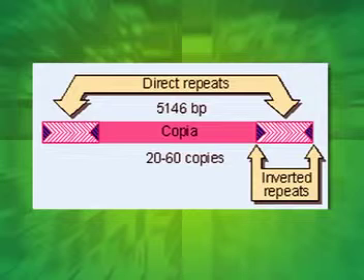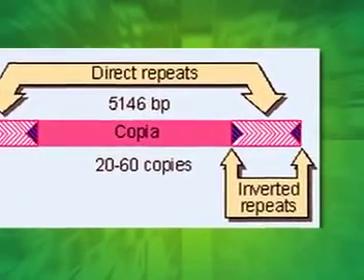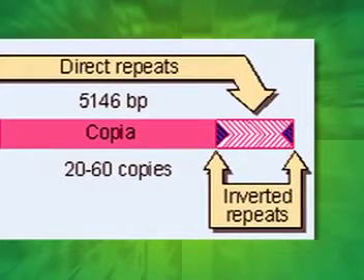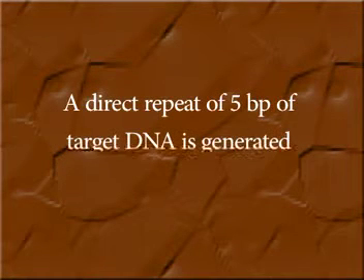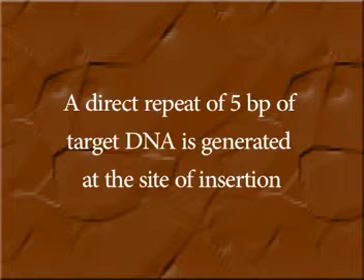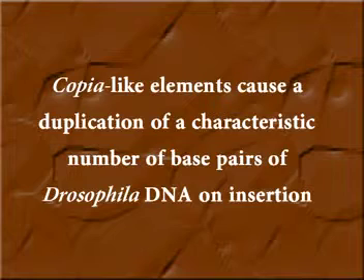The copia element is about 5,000 base pairs long with identical direct terminal repeats of 276 base pairs. Each of the direct repeats itself ends in related inverted repeats. A direct repeat of 5 base pairs of target DNA is generated at the site of insertion. The copia-like elements cause a duplication of a characteristic number of base pairs of Drosophila DNA on insertion.